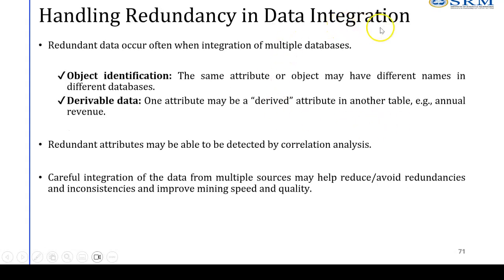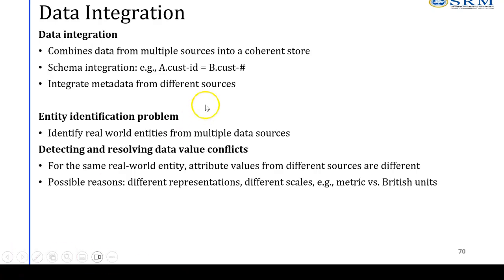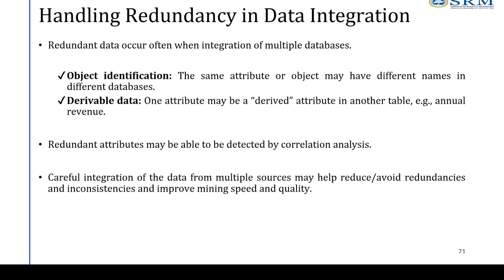So, handling redundancy in data integration. In the example we saw customer ID and customer hash. If a technical person is not involved in data integration, he is just going to pull the data from different databases and merge it. He will not know that customer ID and customer hash are the same. So he will merge all the data from different databases, and in that case redundancy will happen. Redundancy is nothing but duplicates. The redundant data occurs when integration of multiple databases happens.